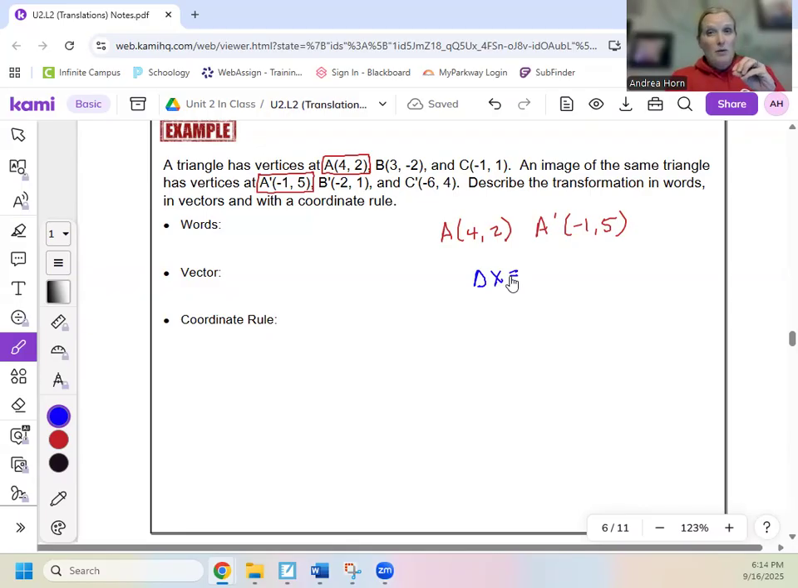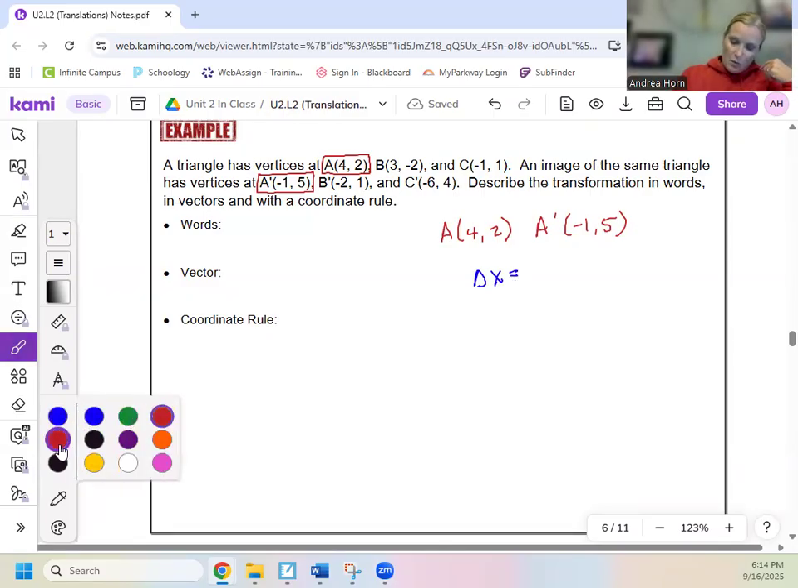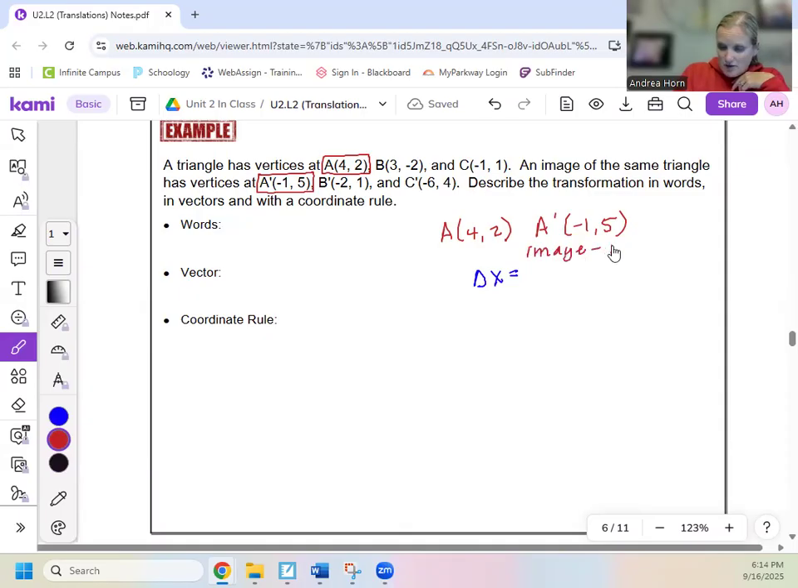Remember, in the past we wanted to always subtract so that our distance was positive, because we were working with actual distance. Now we're working with change in x, change in y. We're working with vectors. So we want our sign to indicate which direction we're going. In order to do that, we need to take our image point minus our pre-image point.